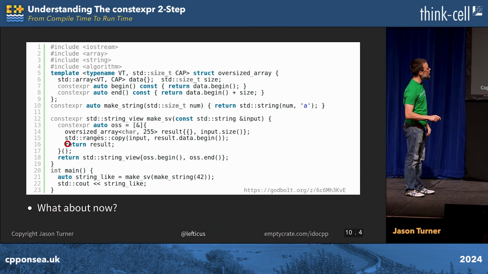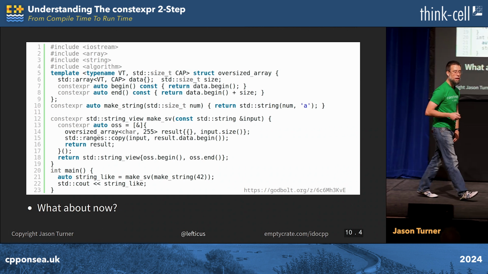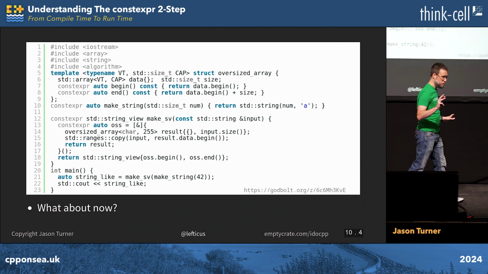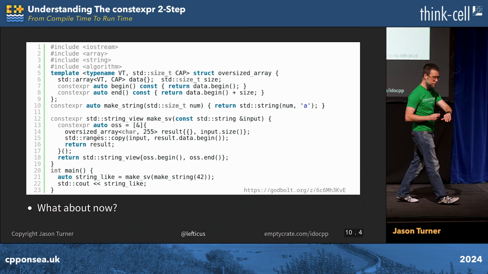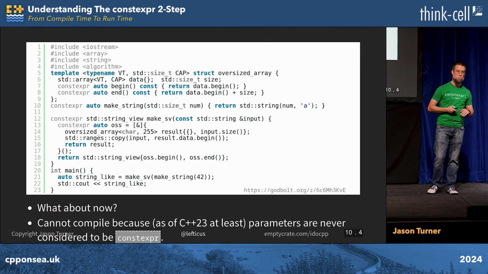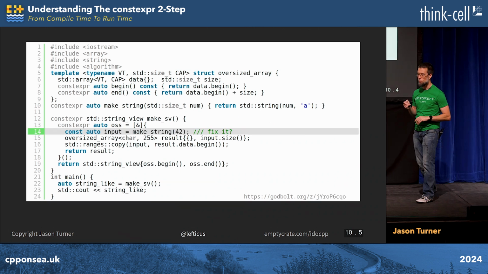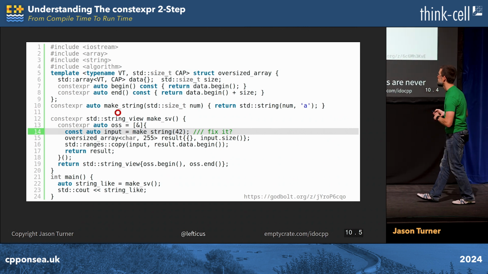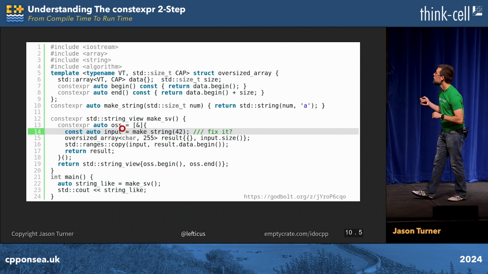Input is just a regular function, a regular parameter, and I am trying to use it to initialize a constexpr value. As of C++26, as far as I still know the rules, function parameters are never, ever constant expressions. So I cannot use them to initialize a constant expression. Okay, sorry.